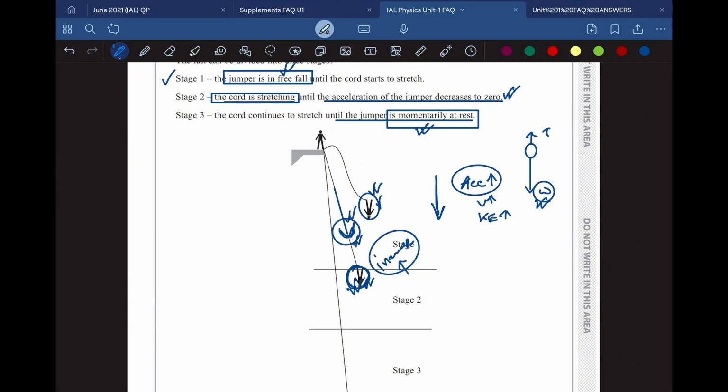Let's say here the kinetic energy was increasing, let's say 10 meter per second squared. Okay, the velocity was increasing at 10 meter per second squared, but right now the velocity will increase at 8 meter per second squared. The velocity will increase but at a decreasing rate. Why? Because the work has to be done on the cord as well to stretch the cord down.